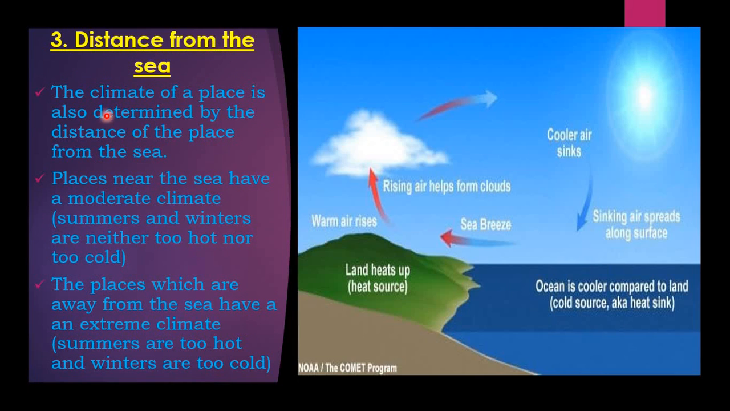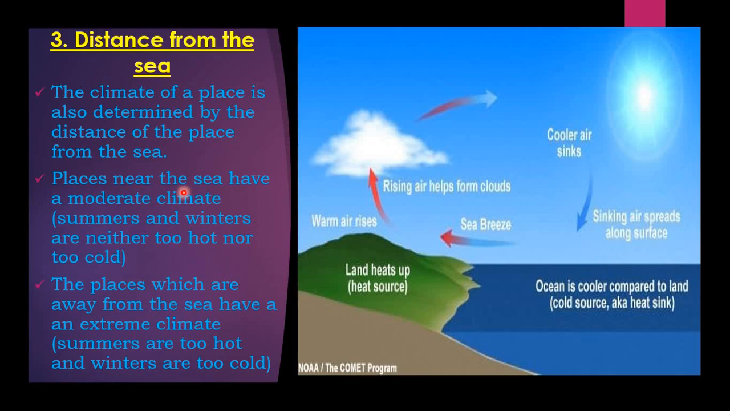So the third factor is the distance from the sea. The climate of a place is also determined by the distance of the place from the sea. So children, the climate is also affected by the distance from the sea.